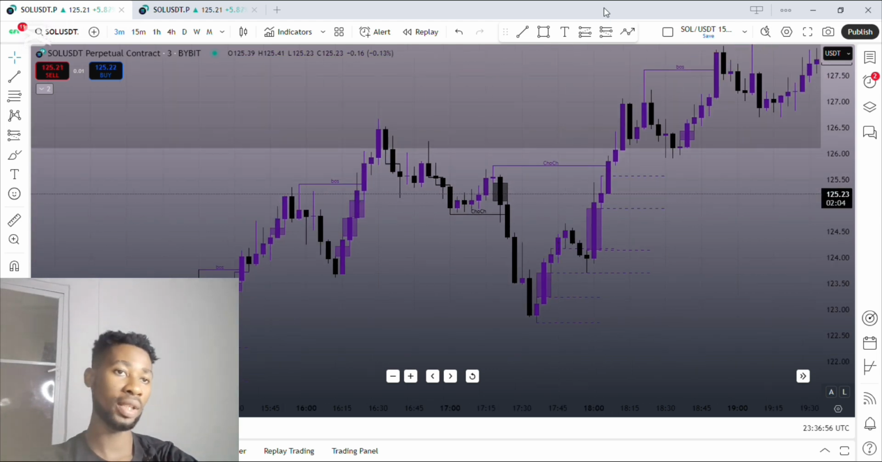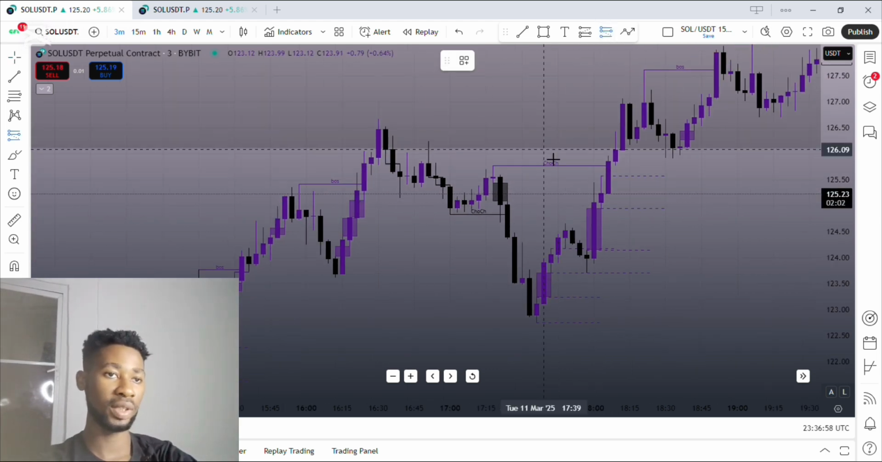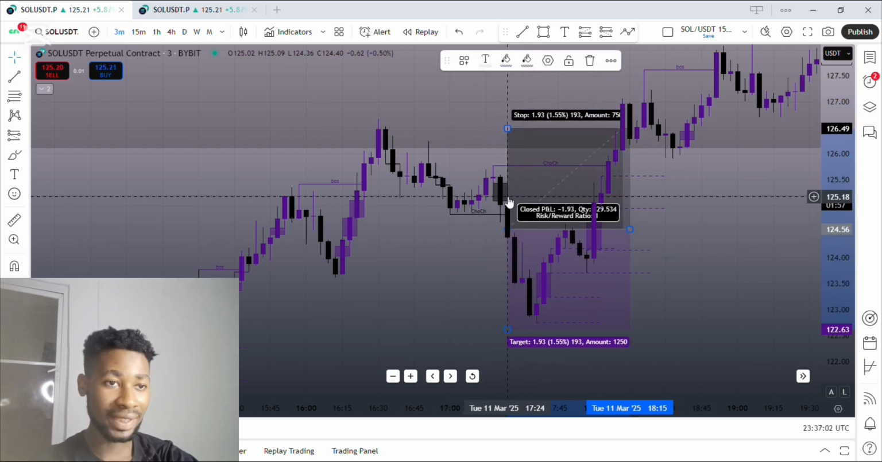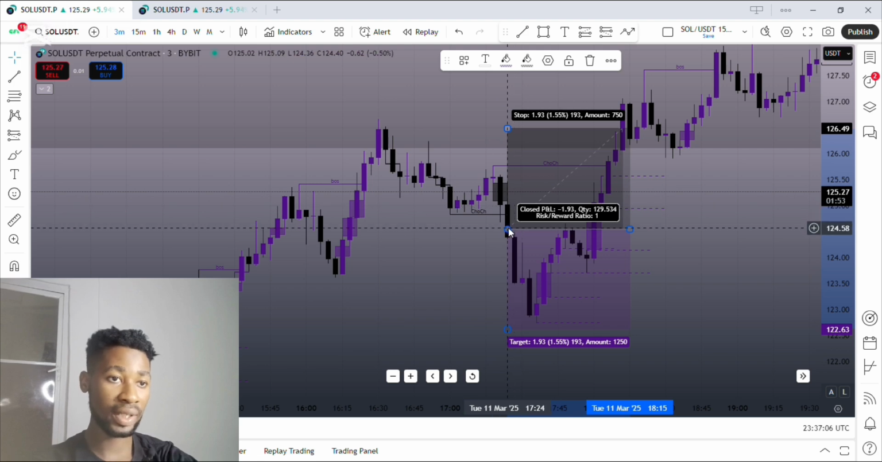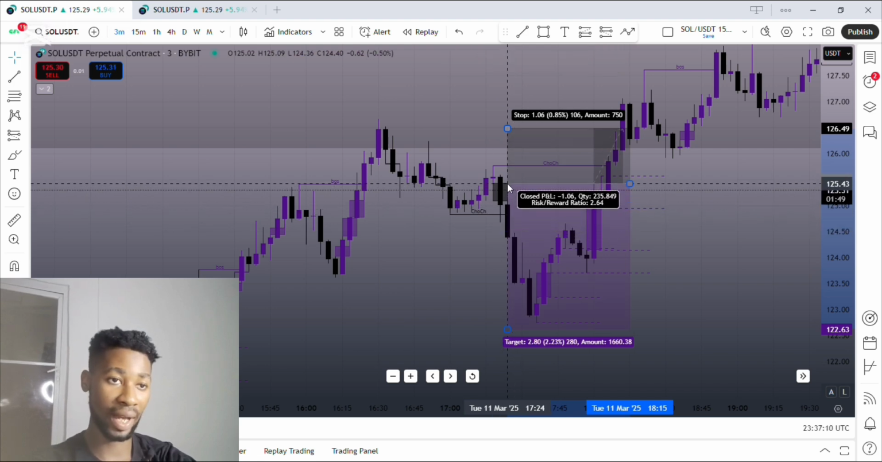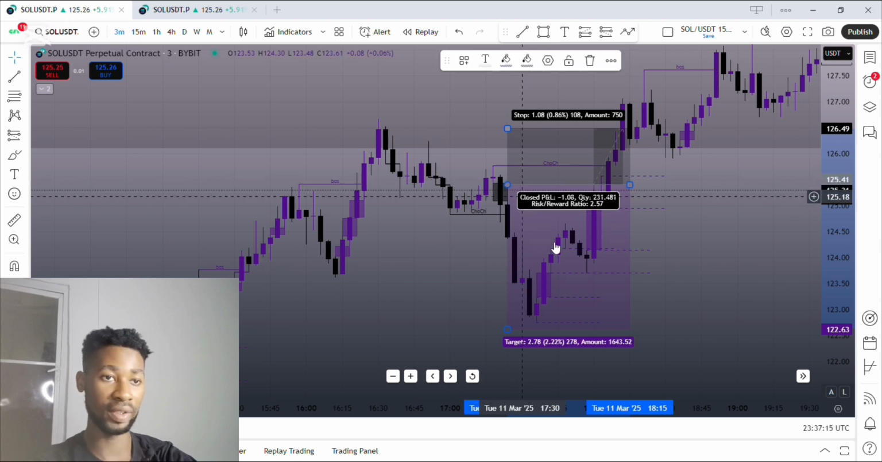So now, how do I enter this kind of trade? Simply take a shot like this. You want to look at the last buy before the sell. People enter at the change of character line like this. I do not. I enter at the last buy before the sell. So this was the last buy before the sell here.